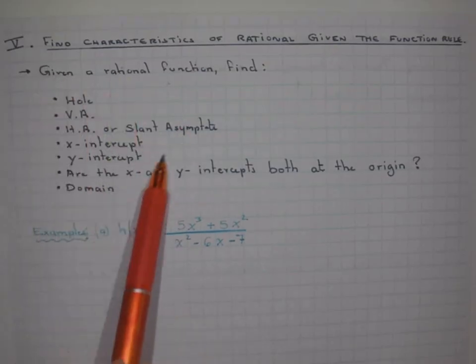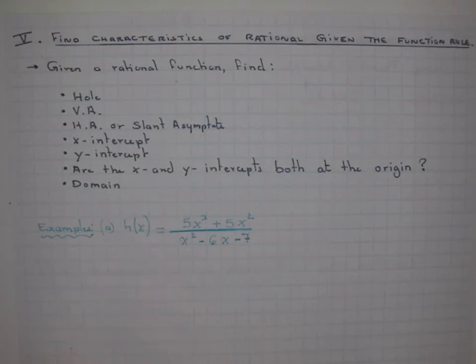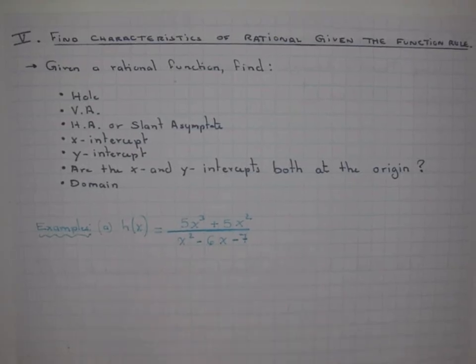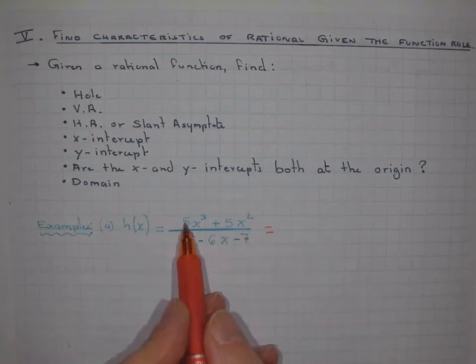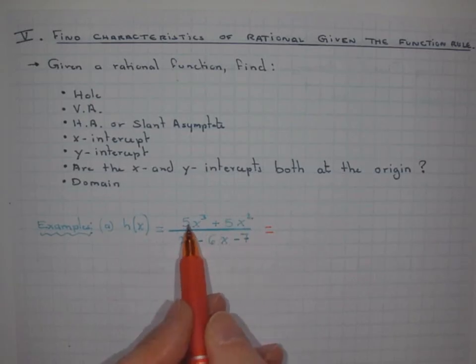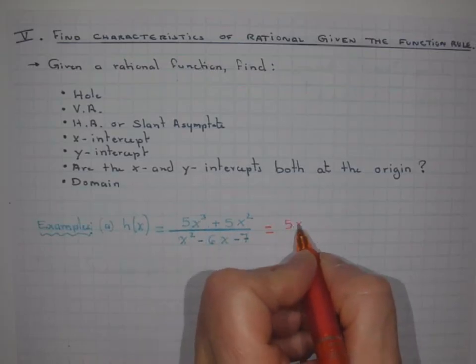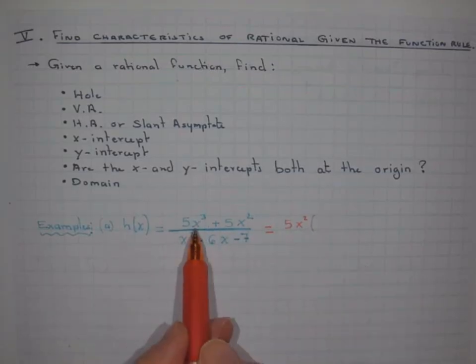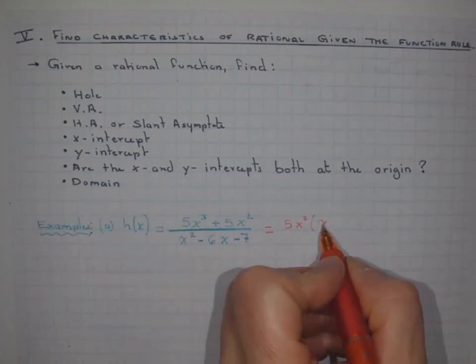So those are the characteristics we're going to have to find for this rational h of x given to us. The very first thing we always have to do is factor, right? So let's factor that. Look at your greatest common factor in the numerator. Both of those terms have a factor of 5 and both of them have at least an x squared. So we're going to factor 5x squared out. This 5x cubed divided by 5x squared will leave me with an x.